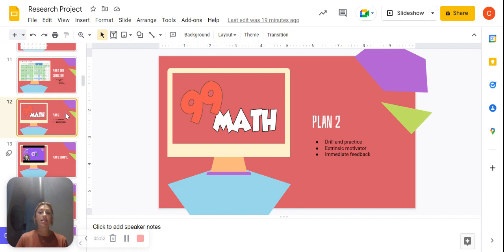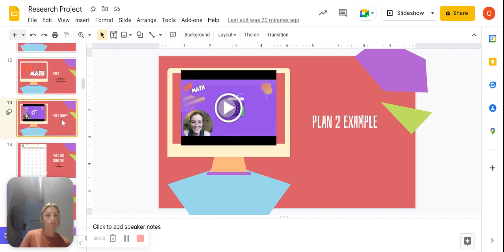Plan number 2 is 99 Math, which also uses a drill and practice. They have a minute to answer as many fact problems as they can. 99 Math also includes extrinsic motivators, which unlock rewards. So they get new rewards that they use, and they also get unique avatars. They also have immediate feedback, however, it is not corrective. It will just tell them if they got the answer wrong, but it will not tell them the correct answer.